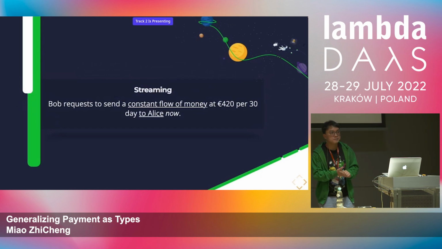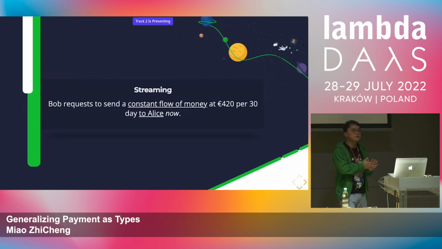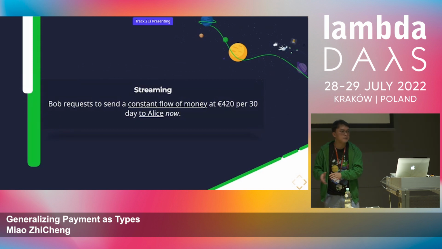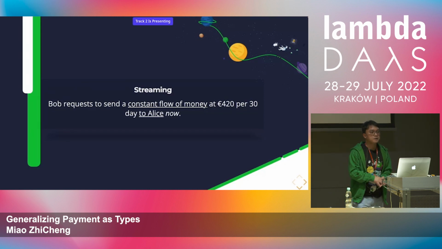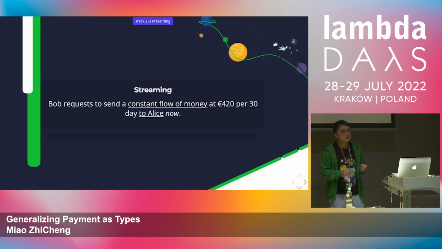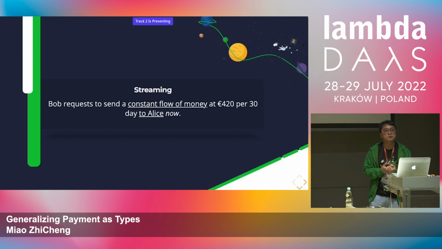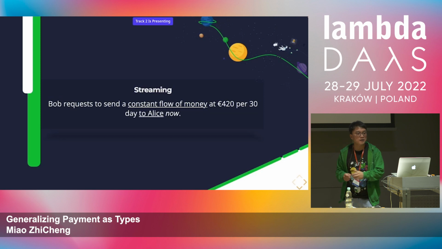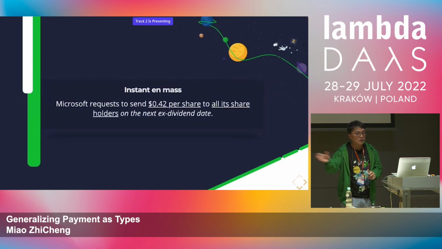Streaming, that's an exotic concept. Bob requests to send a constant flow of money at $420 per 30 days. That's kind of like a flow rate, to Alice now. Similarly, you have a sender, you have a receiver, and a rate instead of a discrete amount. A rate is measured by whichever is comfortable to you: per 30 days, per week. Per month is tricky, since we have very different days per month, so 30 days is a bit more convenient. And also you can say when, so that's now. That's streaming.